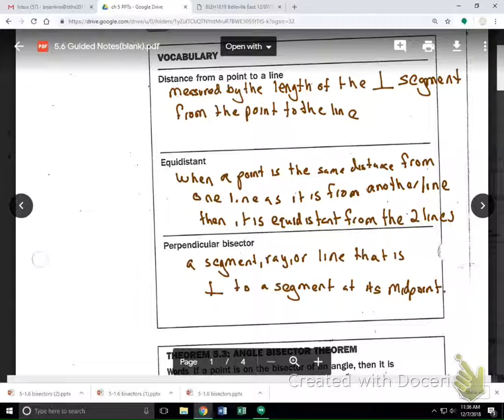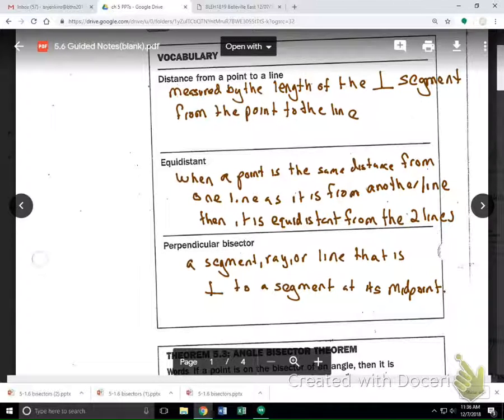Okay, so this is lesson 5.6, and today we have 3 vocab words. I had to handwrite them on. So our first one is distance from a point to a line. That's measured by the length of the perpendicular segment from the point to the line. So that's our first one.